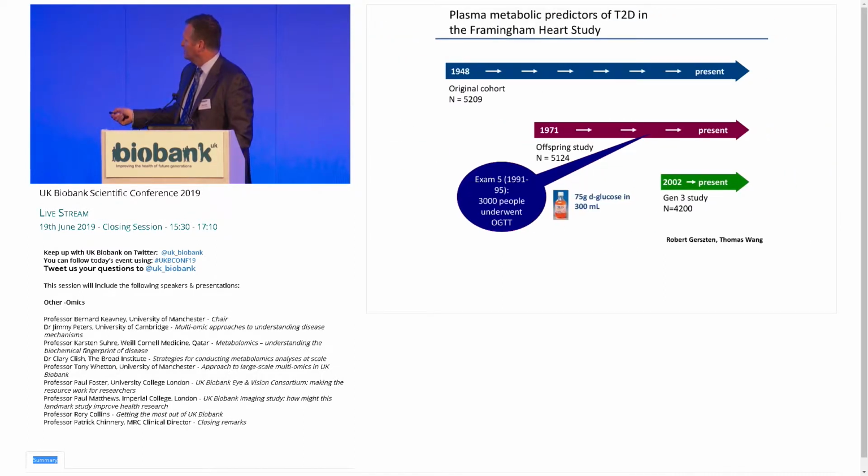The first study I worked on when I joined the Broad back in 2009 was a collaboration with Robert Gerszten and Thomas Wang. And our goal here was to find early indicators of type 2 diabetes in the Framingham Heart Study cohort, which is a multi-generational cohort. And the second generation participants underwent an oral glucose tolerance test in the early 1990s. There were about 3,000 participants who did the OGTT, and of them, about 200 were later diagnosed over a 12-year period with type 2 diabetes, but were of normal glucose tolerance at the time of the test.